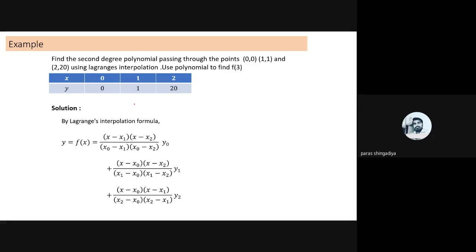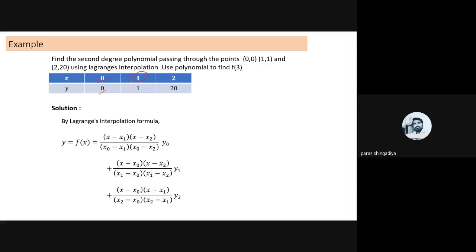Now today we'll discuss the remaining two examples related to this theory, and then we'll start the next method. So the next example is: find the second degree polynomial. Here we'll identify the equation of this data. Which mathematical equation can we consider when we replace x equal to 0, we get y also 0.